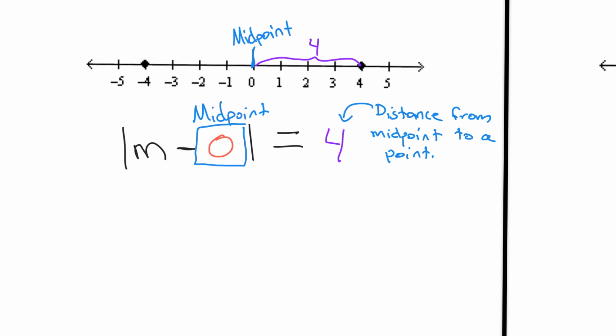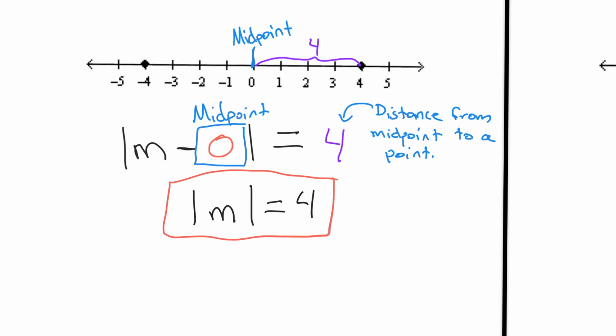Now you simplify what's inside of the absolute value. m minus 0. 0 is nothing, so it just stays as m. So we have the absolute value of m equals 4. And that's the answer we're looking for. We want to write an absolute value equation representing that graph. The number line up here will have this absolute value equation.